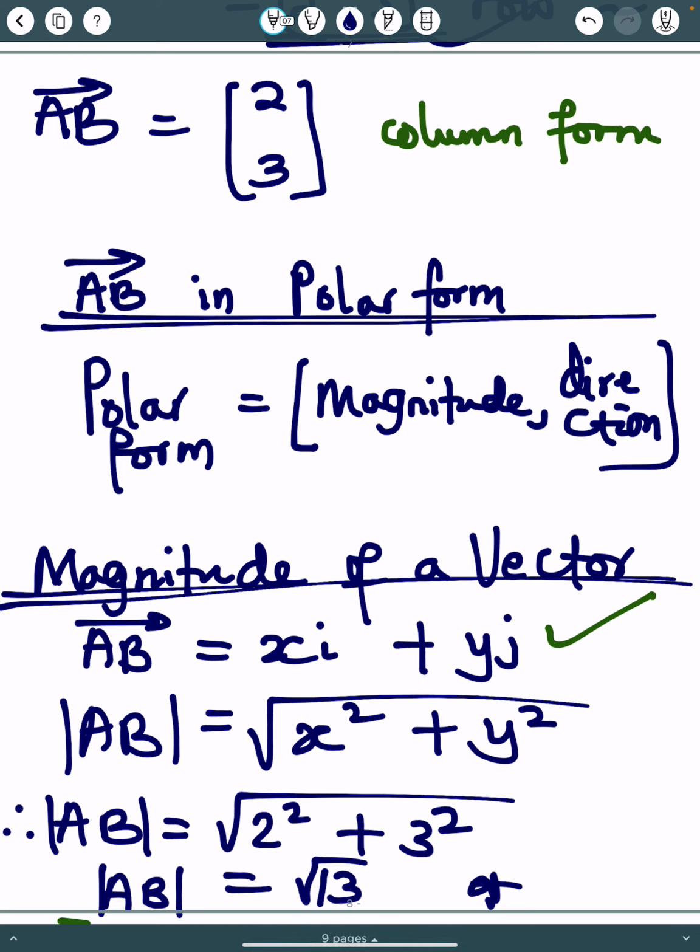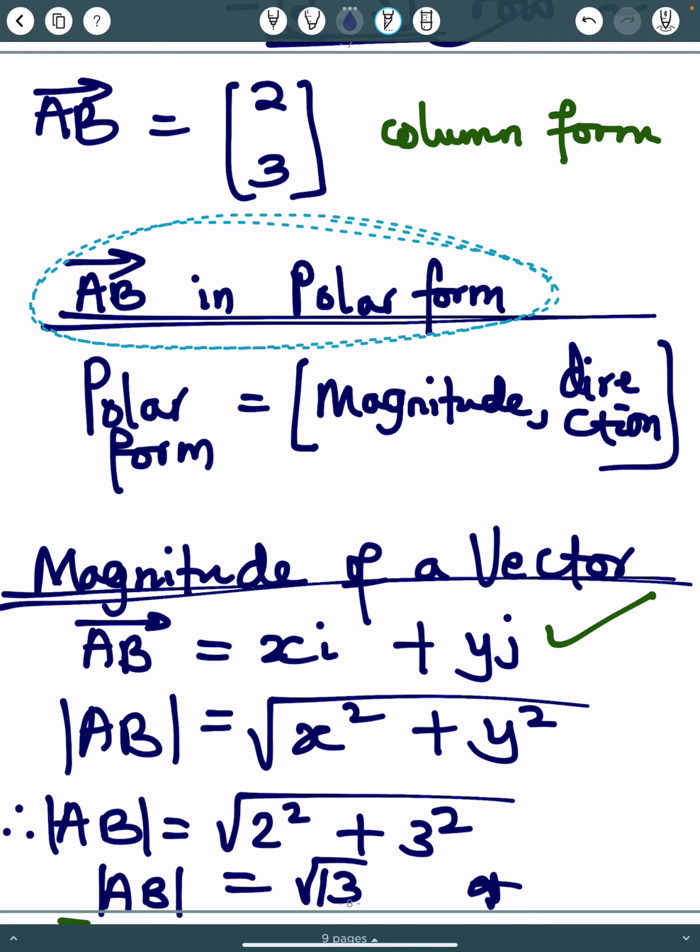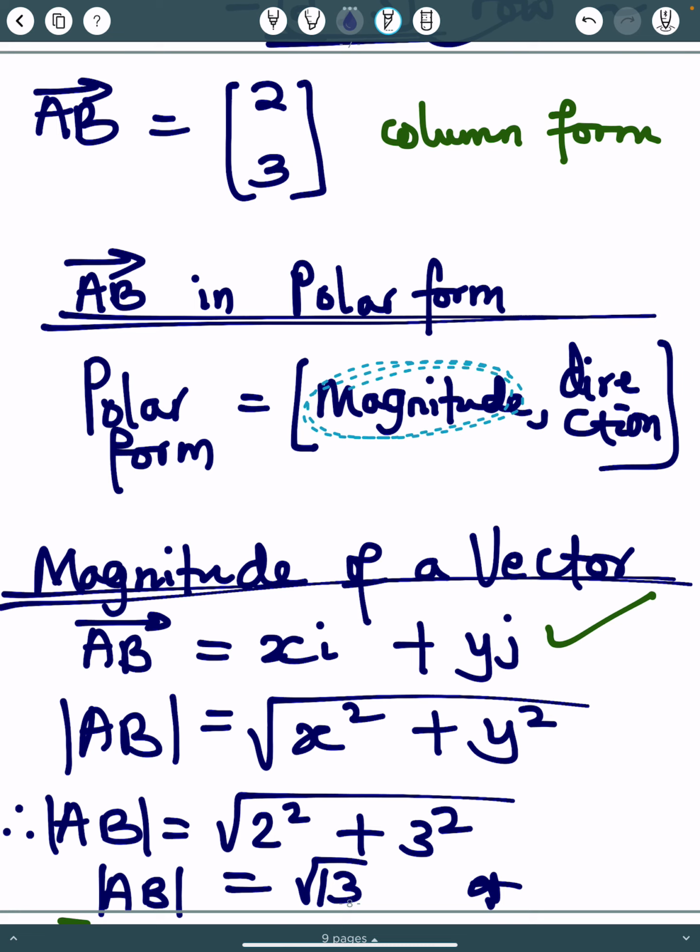In column form. From 2i plus 3j, I can also write vector AB as 2 and 3 underneath it. When I write it in a column like this, with 2 up and 3 down, I've written it in column form. Now, the next form of expressing the vector is in what? Polar form. To write a vector in polar form, I need to express two things. I need to provide two pieces of information in round brackets like this: the magnitude of the vector and its direction.